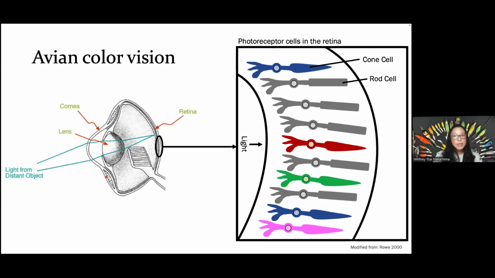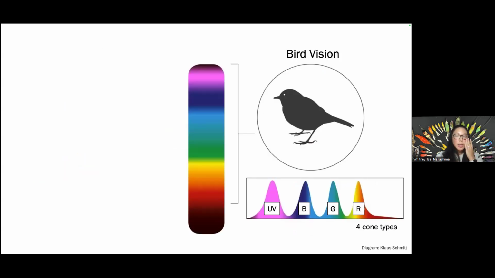Here you'll notice that I have cone cells in 4 different colors in this diagram, and that's because birds have 4 different kinds of single cone types in their eyes, and each of those cone types is sensitive to a different wavelength of light. Here, these peaks are each of the sensitivities for each of those 4 different cone types. In birds, those cone types are loosely associated with red, green, blue, and ultraviolet.